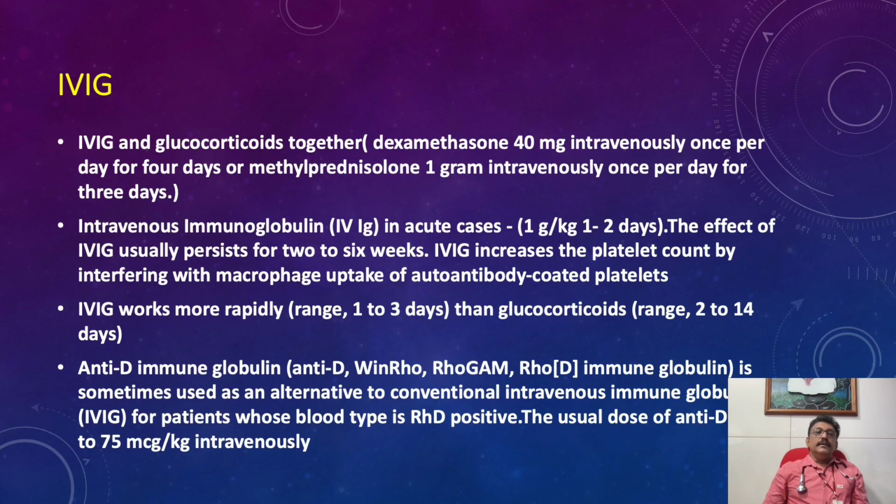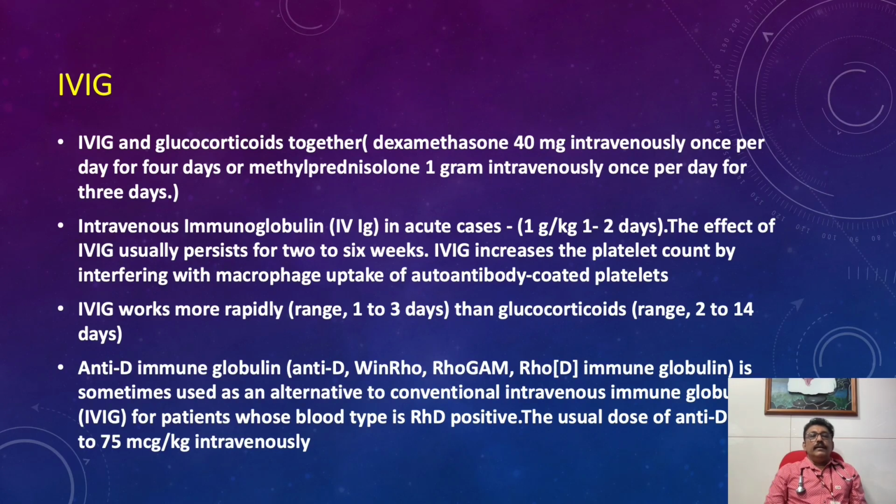Now IVIG and glucocorticoid together we can give in many patients. In an acute condition where the patient is having severe thrombocytopenia, we can give pulse therapy of methylprednisolone, that is 1 gram methylprednisolone for 3 days, or we can give a cheaper drug, that is dexamethasone, 40 milligram intravenously for 1 to 4 days. That can be given.